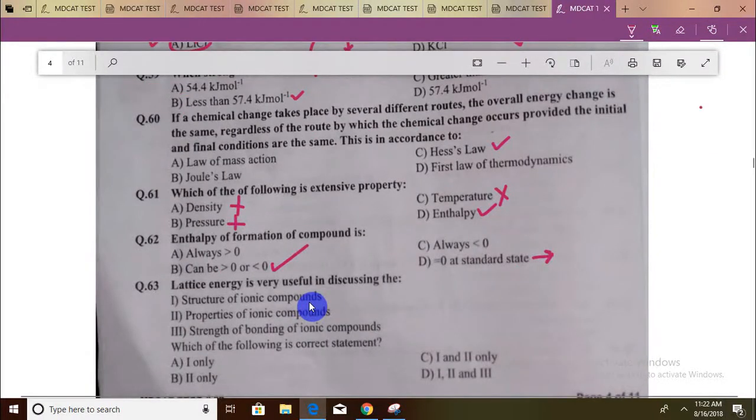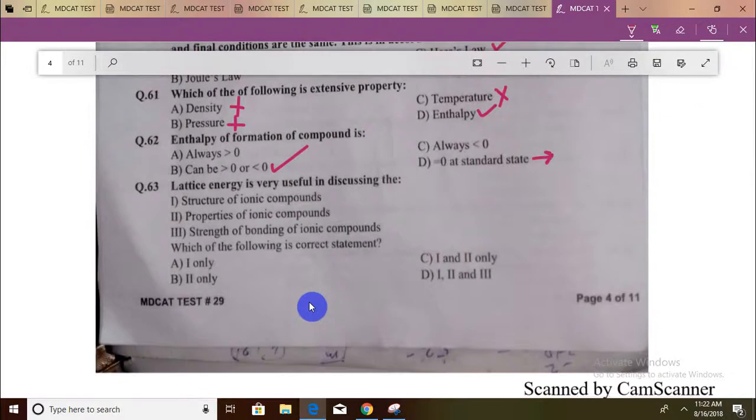And lattice energy is very useful in discussing the structure of ionic compounds. The properties of an ionic compound are the strength of bonding, so which is correct. When we talk about lattice energy, it is a direct indication of the strength of the bonding. About properties, there is definitely a distinction between them. So 2 and 3 are a must, and because there isn't anyone that contains 2 and 3, we're going to have to go with 1, 2 and 3. And I guess it is somewhat indicative of the structure.